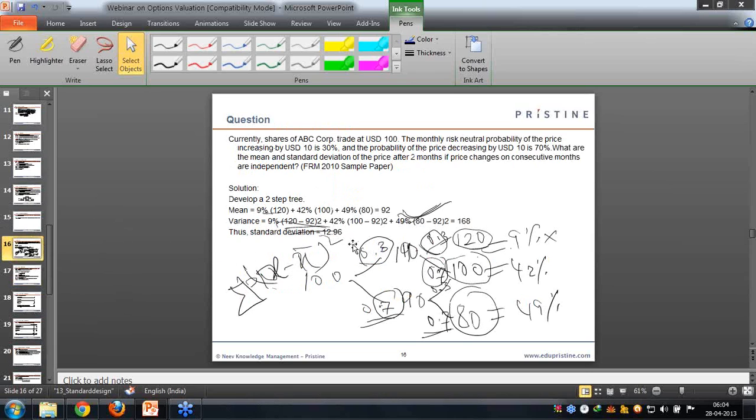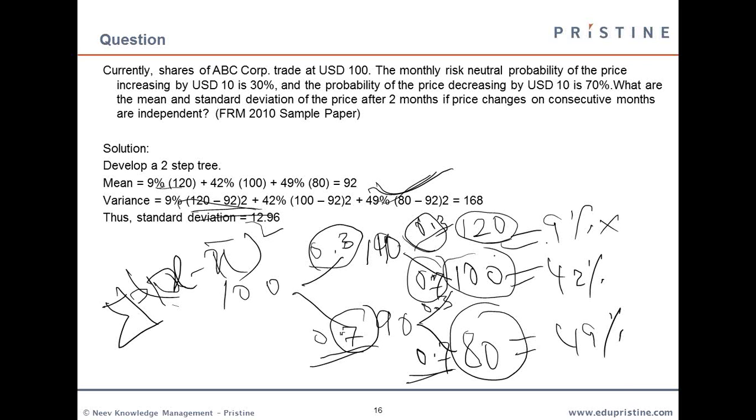Anil has a question. He asks me to explain this binomial method once again. This question, I'll definitely discuss it. Here we are given the current stock price as 100, and we have two steps basically. The stock will either increase by $10 or decrease by $10, and the probabilities are given as 0.3 and 0.7. So they have asked the mean and standard deviation after 2 months.